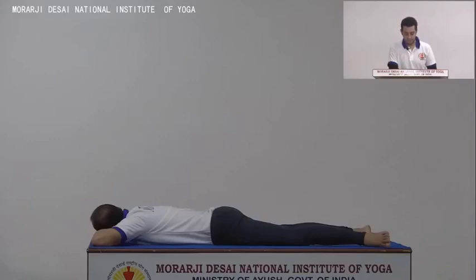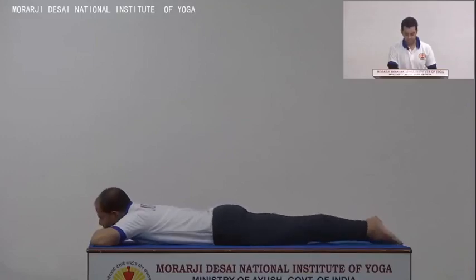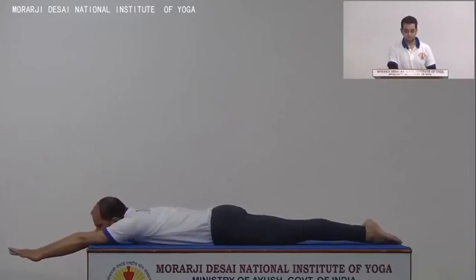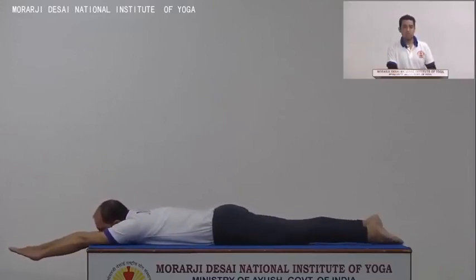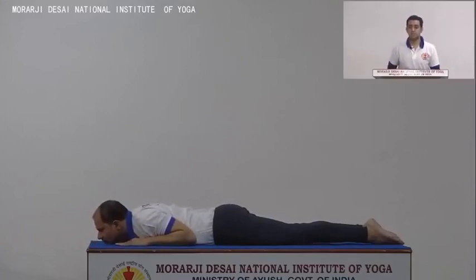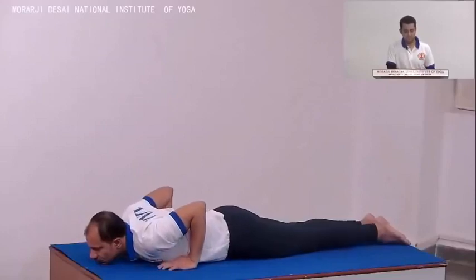Now we will practice Bhujangasana. Bring your legs together. Inhale, stretch your arms forward, rest the chin on the ground. Exhale, place the palms just beneath the shoulders with elbows close to the body. Place the palms beside the chest. Final pose of Bhujangasana. Yes, elbows close.